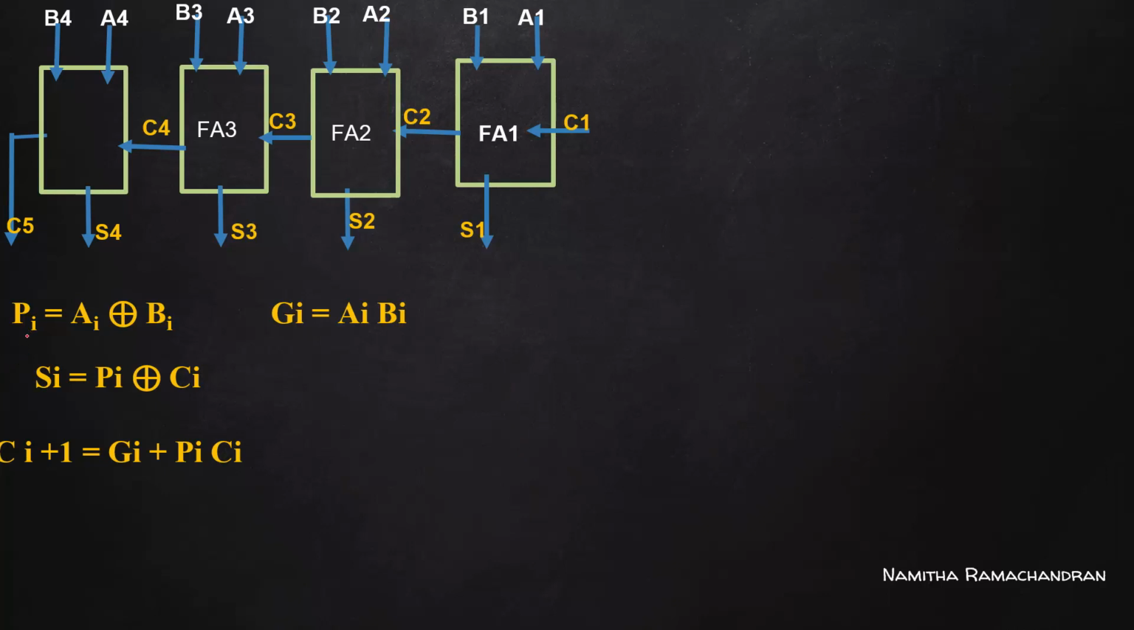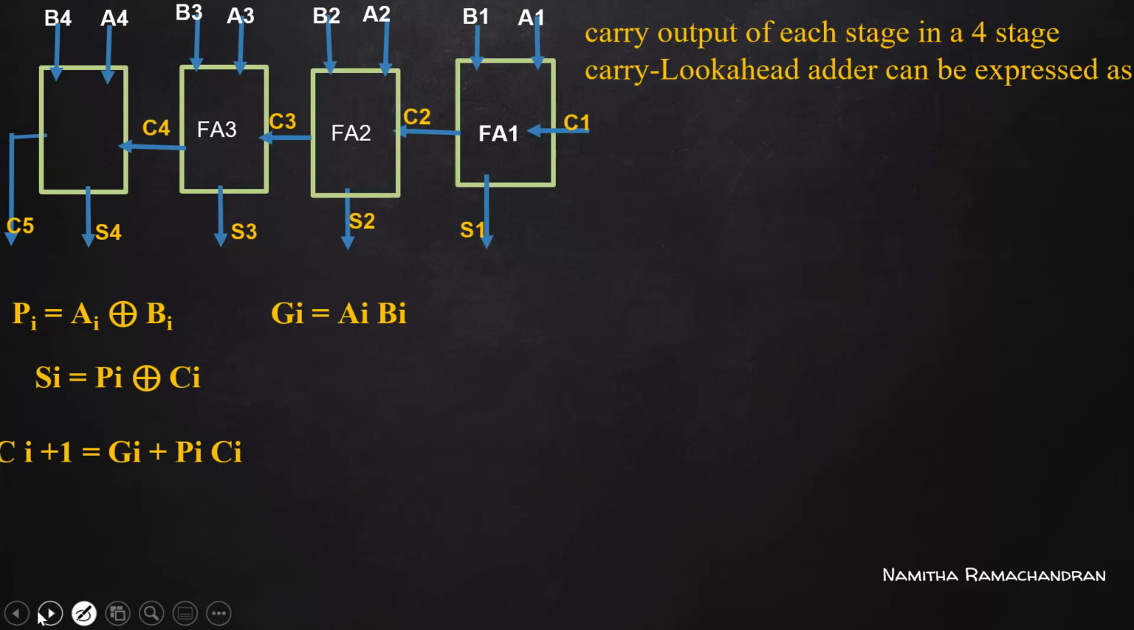For that, consider our propagation term Pi equals Ai XOR Bi and generate term Gi equals Ai and Bi. Based on this, the sum can be represented as Pi XOR Ci, and the carry output expression is Gi, the generate term, or Pi and Ci. So first generate the expression for our C2 based on our initial carry C1 and instant inputs A1, B1. So C2 is represented as G1 plus P1 C1.